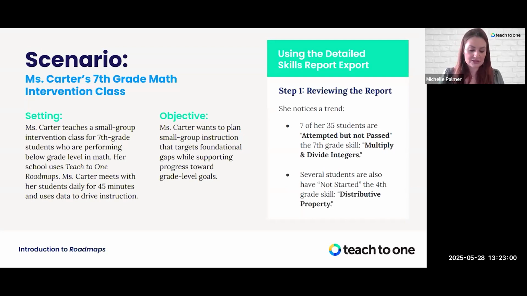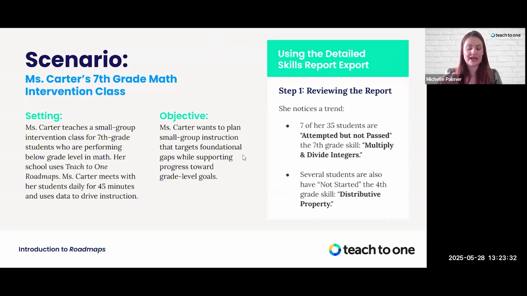So the first thing that Miss Carter does is she downloads a detailed skill report that you all just saw from Roadmaps. She opens it in Excel. And again, this is one of our teachers that immediately loved this, because before this report, she was kind of pulling it herself and making her own spreadsheet. And now she doesn't have to. It's saving so much time and planning.